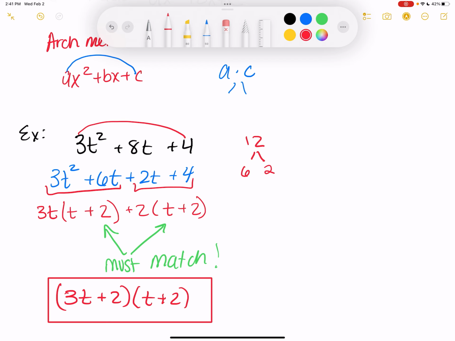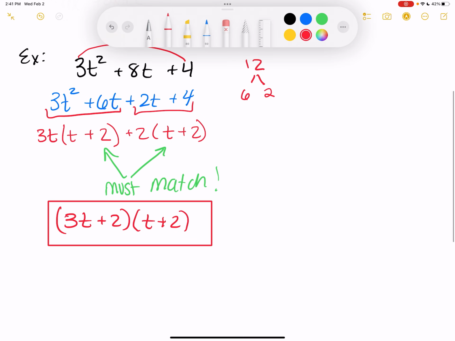And again, you can FOIL to check every single time so you don't risk getting it wrong. Okay? Some of you on the pop quiz yesterday would have greatly benefited from foiling to check.